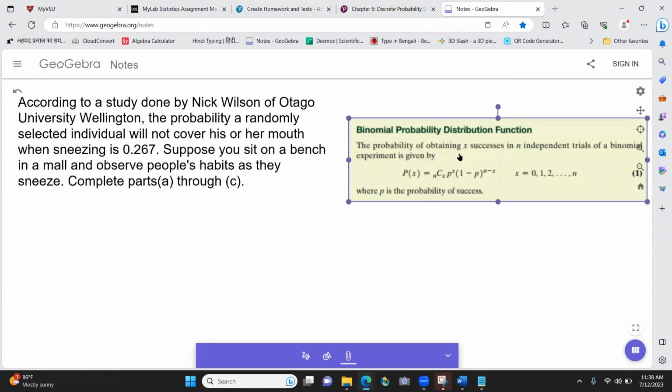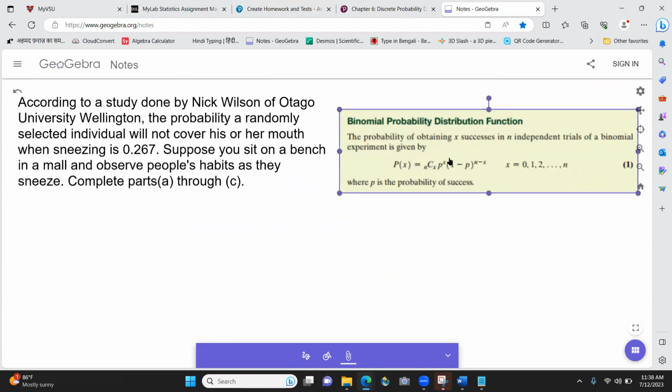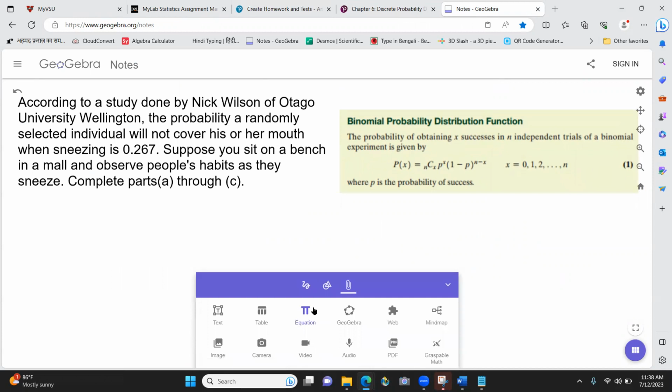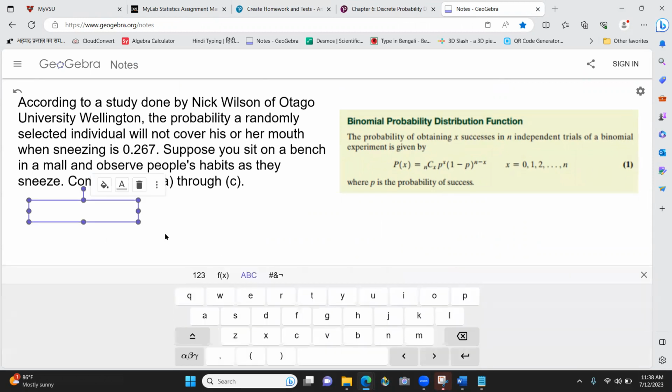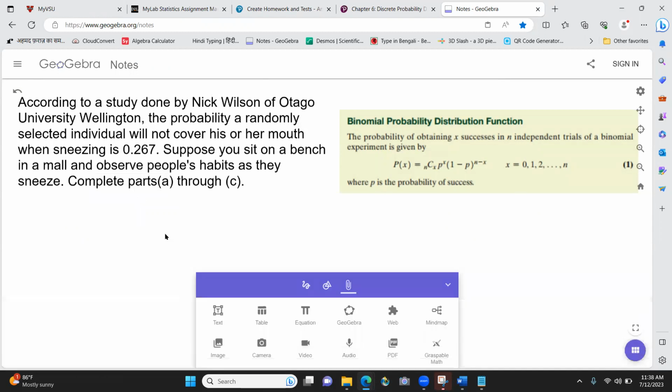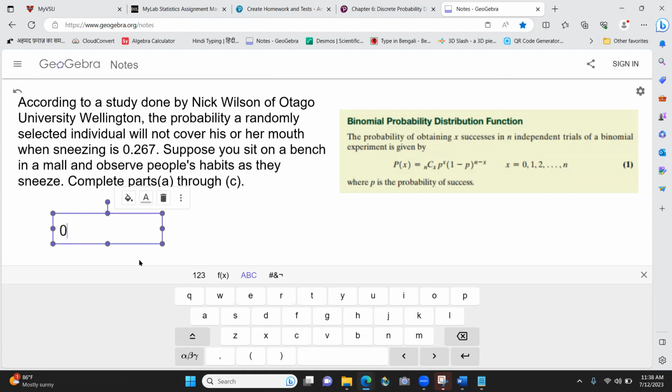According to a study done by Nick Wilson of Otago University, Wellington, the probability a randomly selected individual will not cover his or her mouth when sneezing is this. So that's the probability of success. It sounds weird, not covering is success, but it is. Generally, we call it P. P is given. It's called probability of success, and it is 0.267.